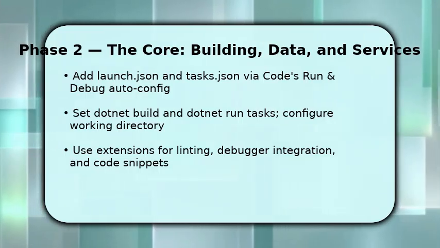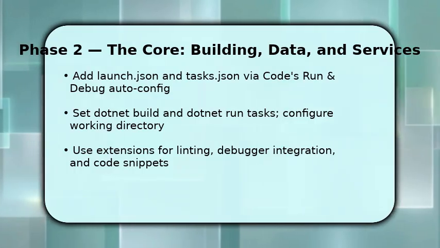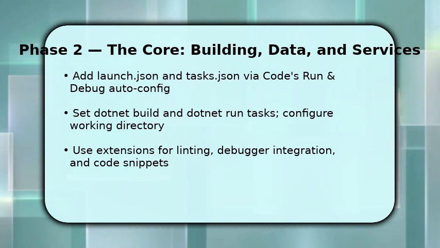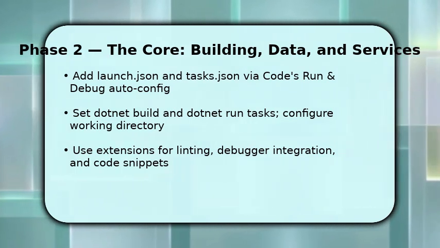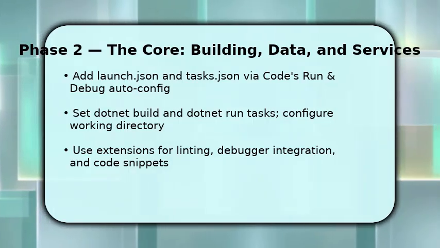Install an extension that provides VB linter and snippets. This improves feedback and speeds coding. Once configured, run the build task, then start debugging. Make sure breakpoints bind. If not, recheck paths in launch.json and the project's output path.